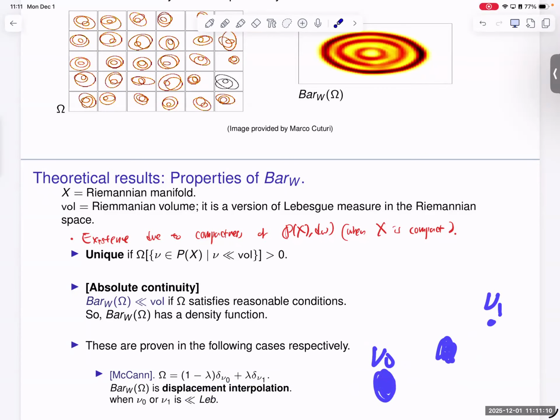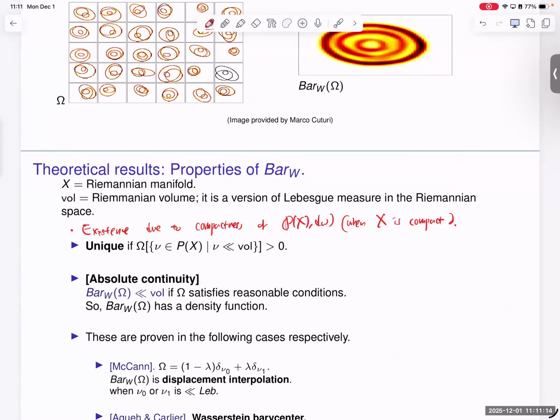Okay, and here I should be careful. Of course, if lambda is positive, we need that. Lambda is, in this case, between 0 and 1. Okay. All right.